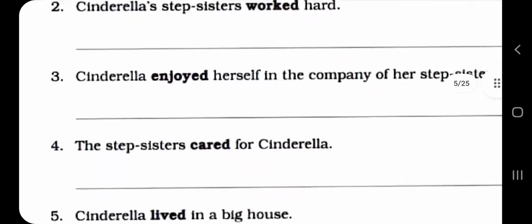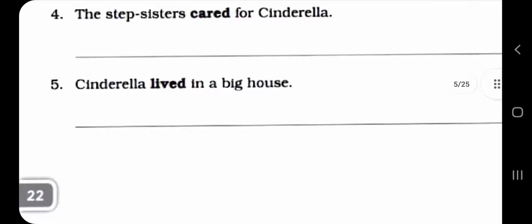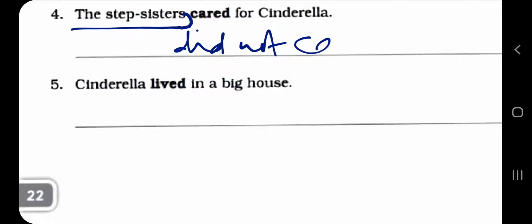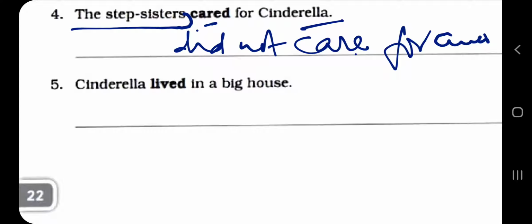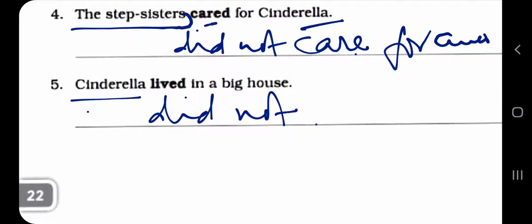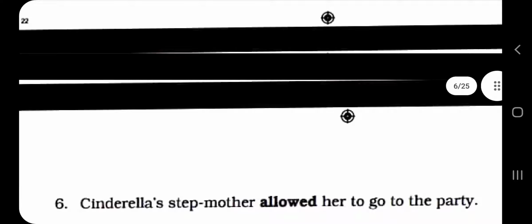The stepsisters cared for Cinderella. No, they did not care. Now you write this whole sentence, and after this, did not care, not cared, did not care for Cinderella. Write this. Cinderella lived in a big house. No, write down Cinderella did not live in a big house. Complete the sentence. This one was the simple one.